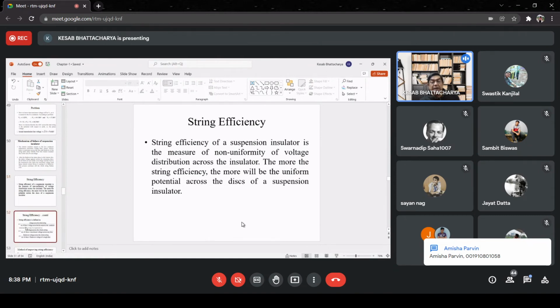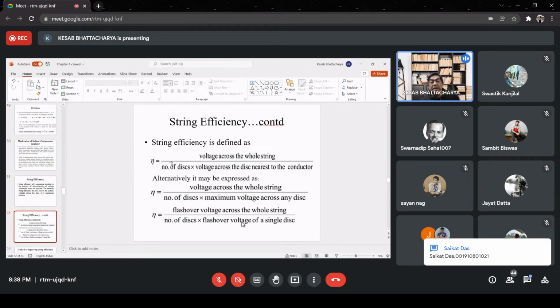The first one is this: string efficiency is equal to voltage across the whole string divided by number of disks multiplied by the voltage across the disk nearest to the conductor. That is one. Alternatively, it may be expressed as voltage across the whole string divided by number of disks multiplied by the maximum voltage across any disk.